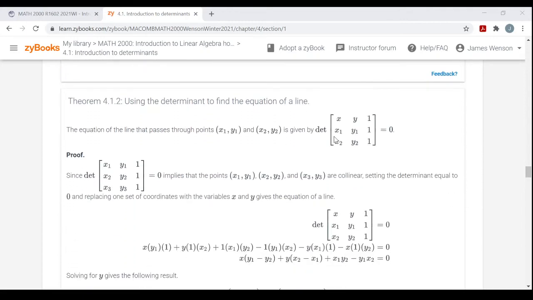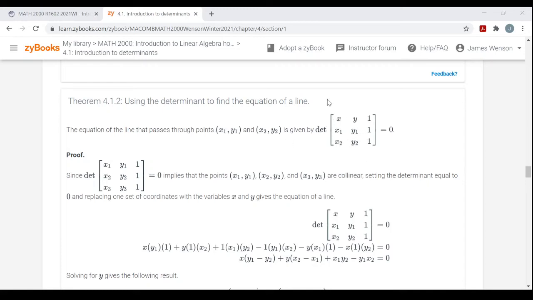And then we can also use this determinant here to find the equation of a line. Now I know that you know how to find the equation of a line that passes through 2 points, or at least you better. I mean, you're in linear algebra now. You should have taken at least some sort of basic algebra class before, where you find the equation of a line going through 2 points.